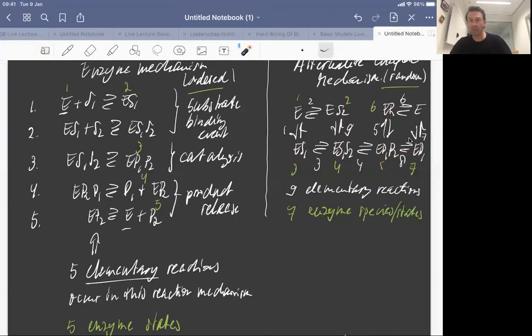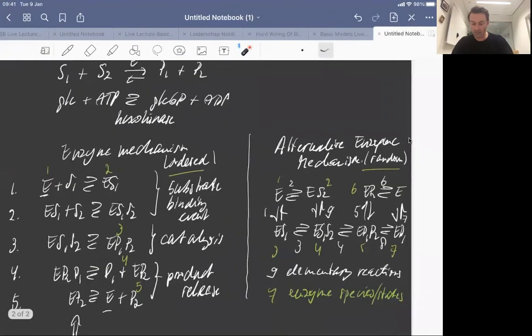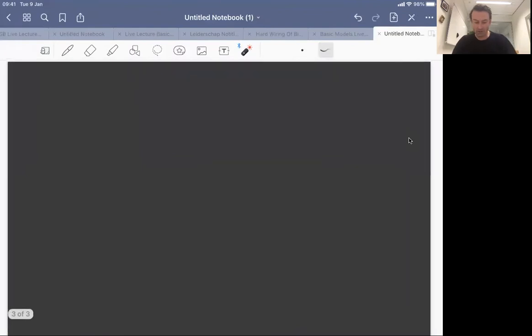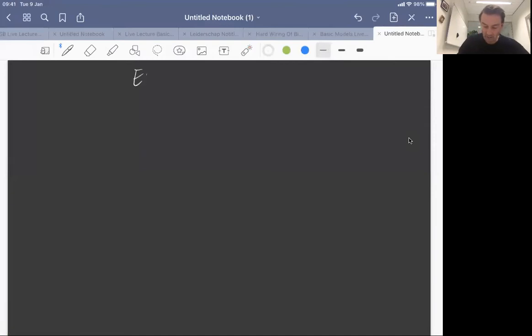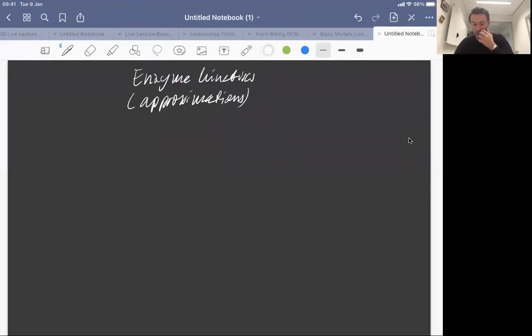So the enzymologists had to come up with a solution, and they came up with a solution that is now called enzyme kinetics. So enzyme kinetics involves approximations in order to be able to study enzymes.